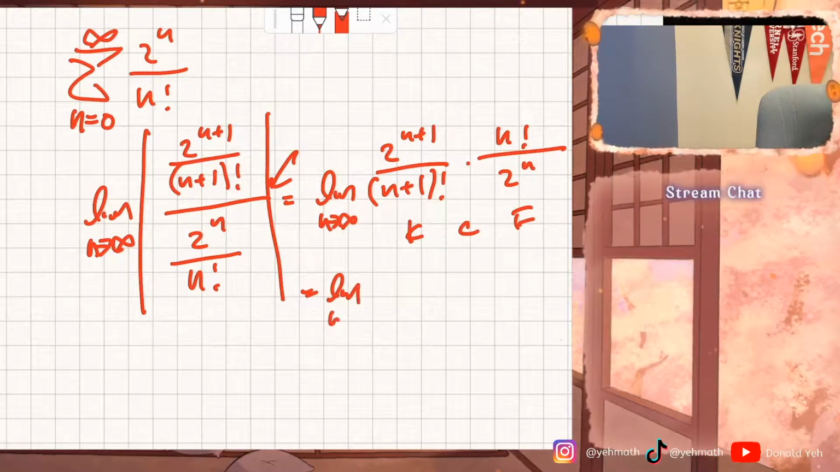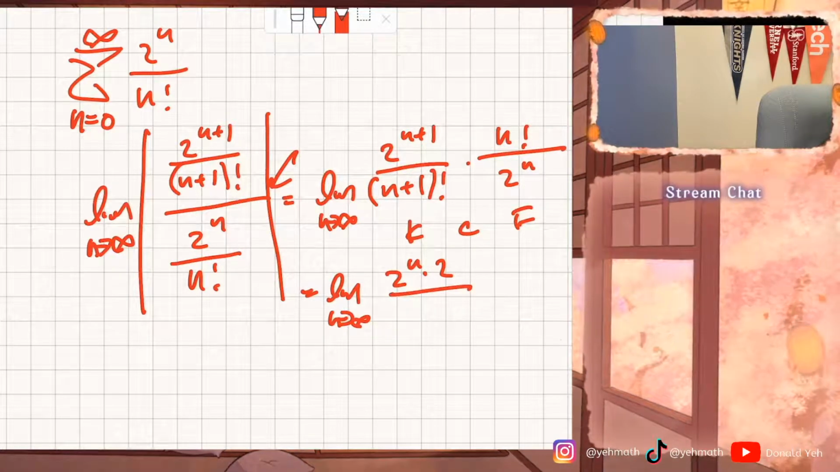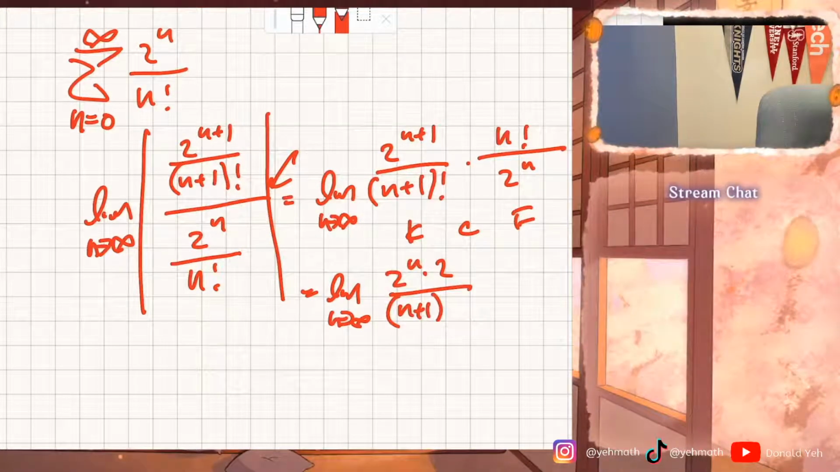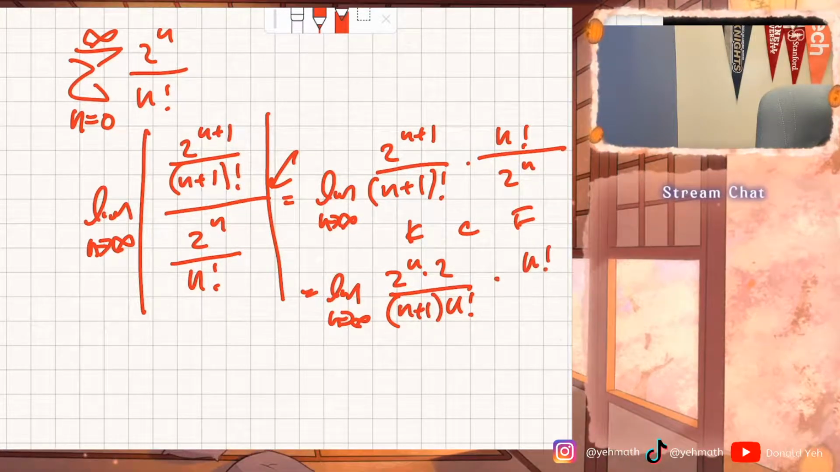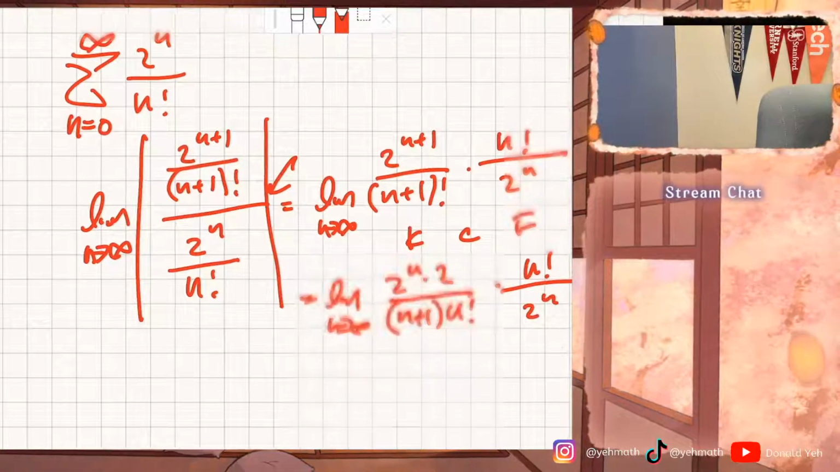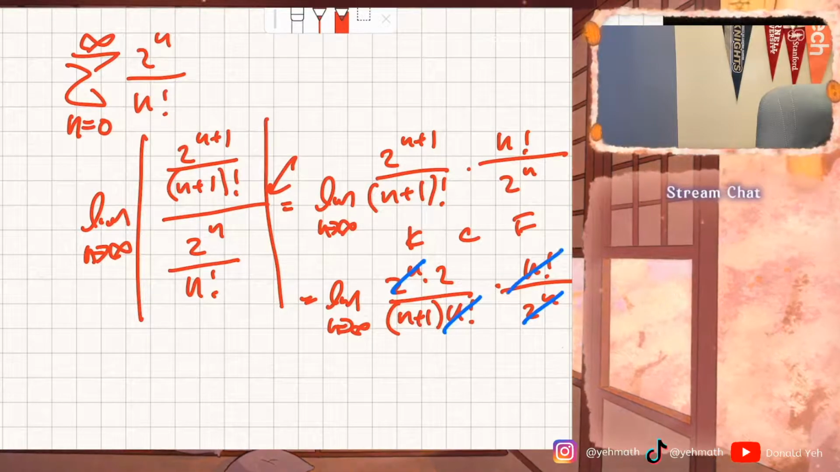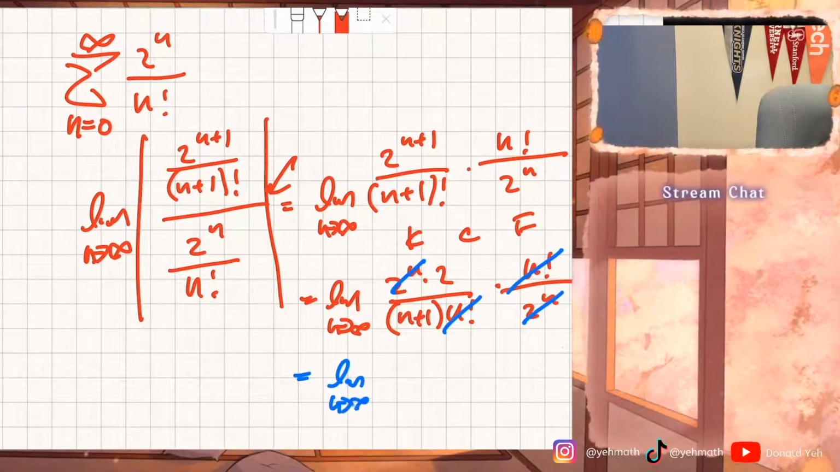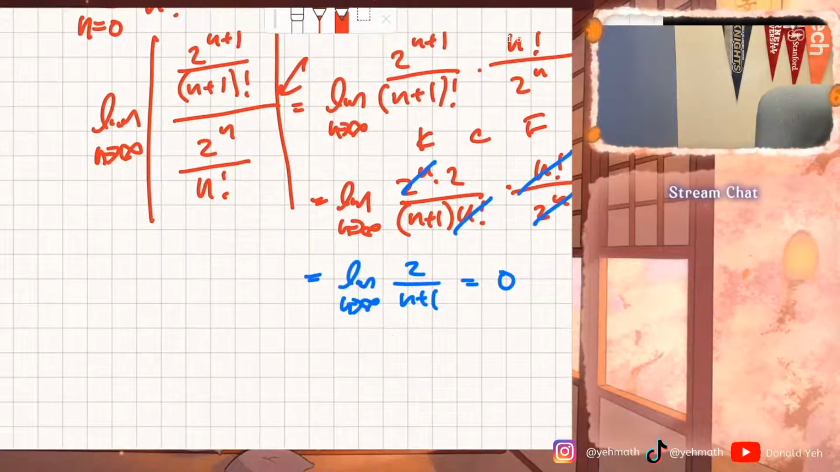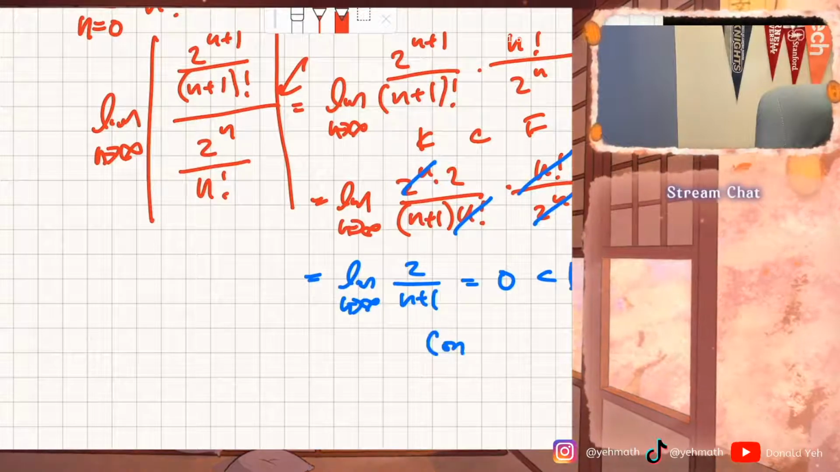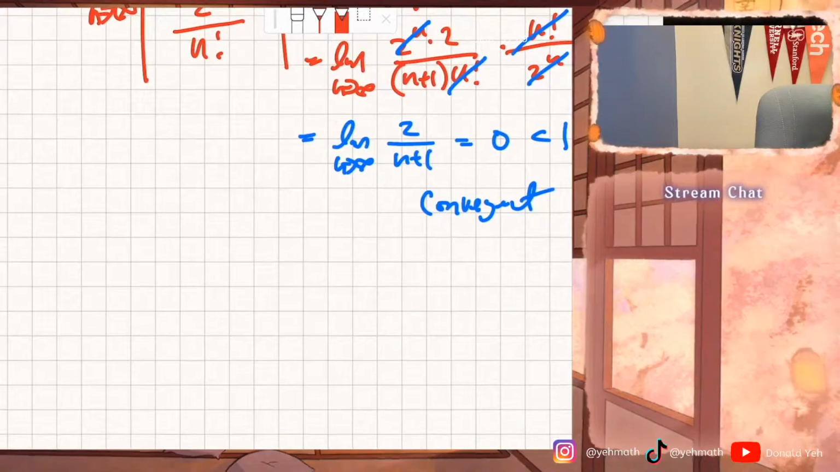So it equals the limit as n approaches infinity of 2 to the n times 2 over n plus 1 times n factorial over 2 to the n, because you want the factorials to get rid of each other. Does that make sense? Yeah. So this cancels out nicely, and this cancels out nicely. You get the limit as n approaches infinity of 2 over n plus 1, which equals 0. It's less than 1, so it's convergent. Absolutely convergent.